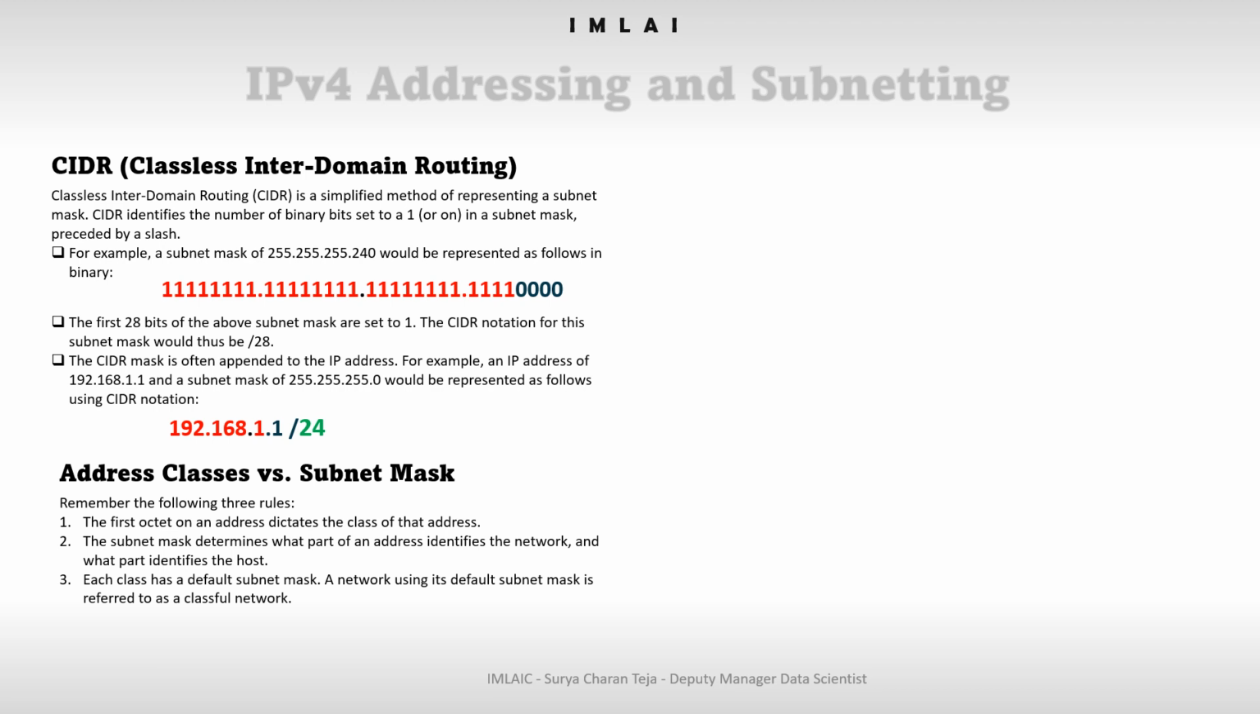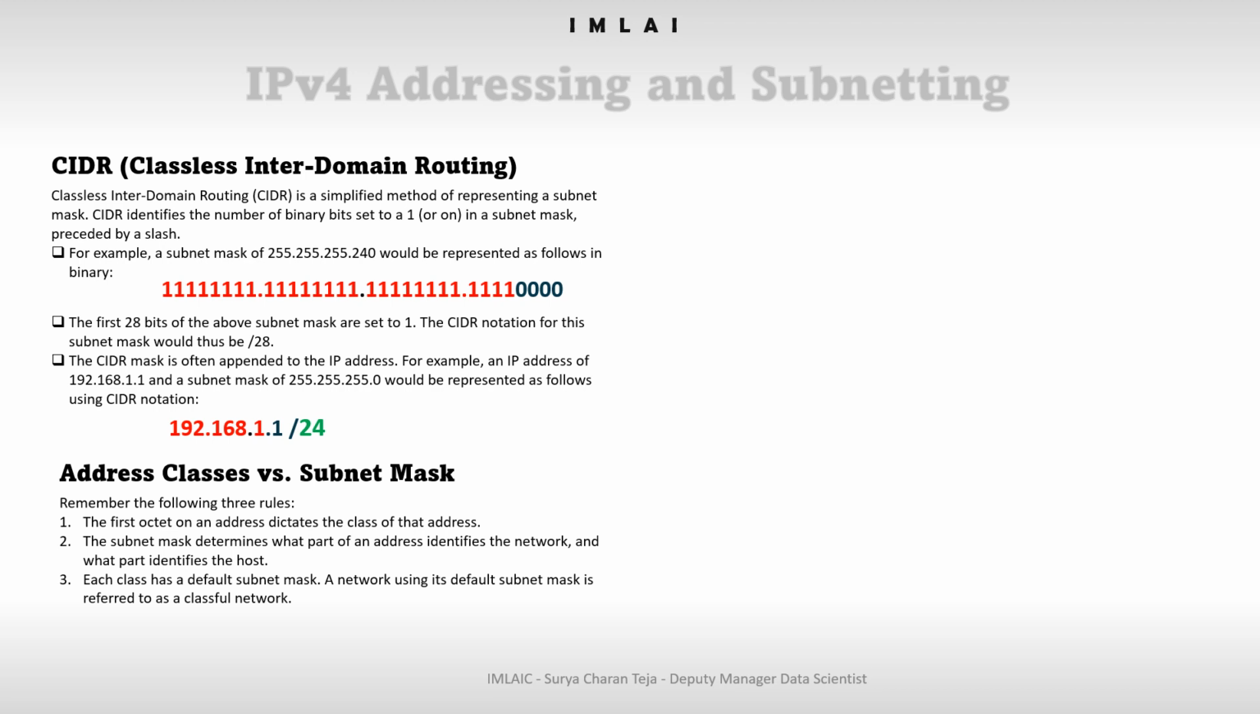So when somebody says classful network, don't get bogged down. A classful network is nothing but this: if you take class A, class A has an octet range from 1 to 127. If the IP address belongs to class A, and class A has a default subnet mask, that is 255.0.0.0. That's the default subnet mask of class A. When a class A IP address has the default subnet mask 255.0.0.0, then it is called a classful network.